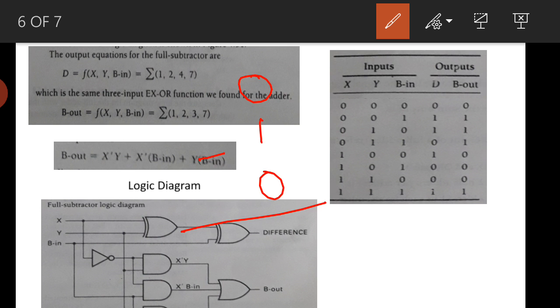Okay, if you take the next example, 0 1 0, first you can manually do 0 minus 1 only. What is 0 minus 1? As I said just now, borrow 1, difference 1. Then minus 0 means the difference will be 1 and the borrow will be 1. The same thing remains. So we can see here, for 0 0 1 the difference and borrow are 1, and similarly for 0 1 0, difference is 1, borrow is 1.